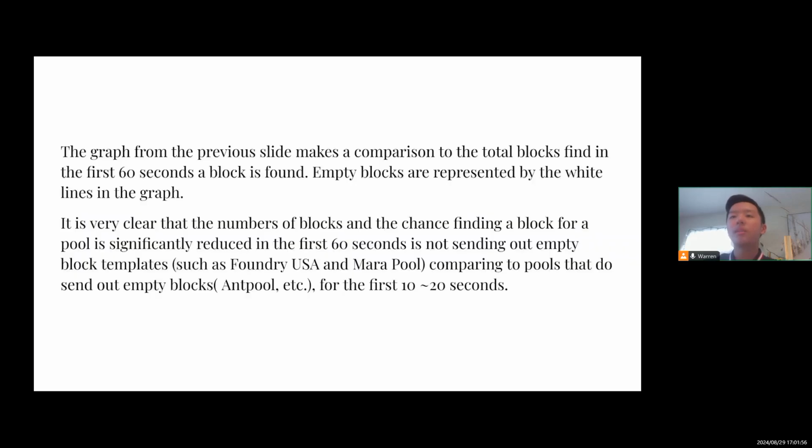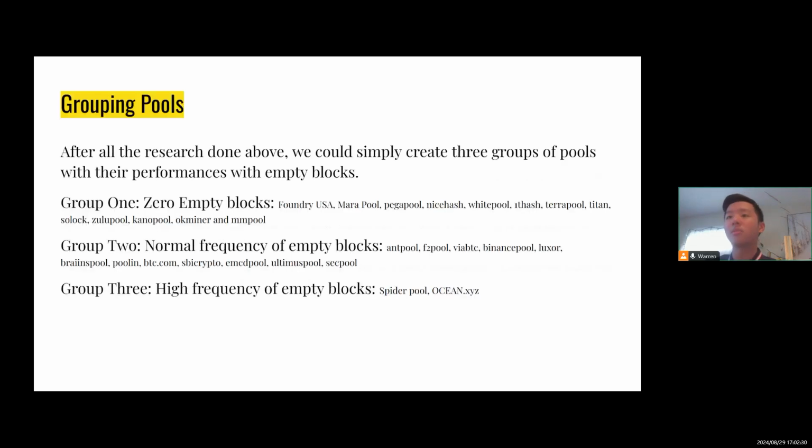And so from the previous slide, we can make a comparison to the total blocks found in the first 60 seconds of a block is found. Empty blocks are represented by the white lines in the graph. It is very clear that the number of blocks and the chance of finding a block for a pool is significantly reduced in the first 60 seconds if it is not sending out empty block templates, such as Foundry USA and MetaPool, compared to pools that do so, and more so for the first 10 to 20 seconds.